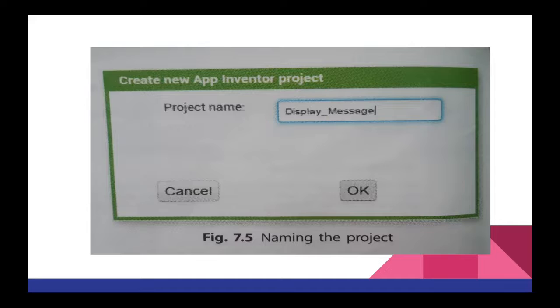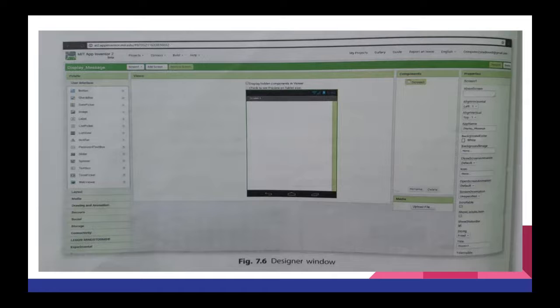So the designer window will appear. Here you can see this designer window appear. This is the window in which you will be working now. The designer button at the top right corner appears a dull green. This indicates that the window is active.